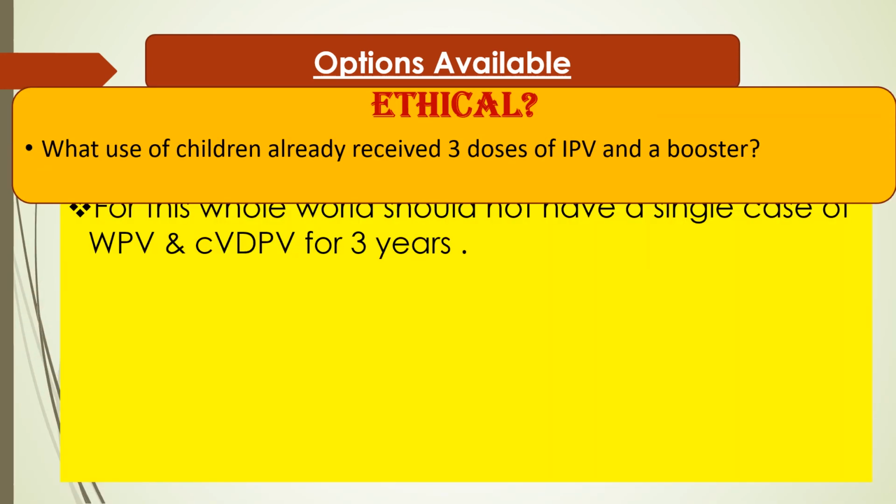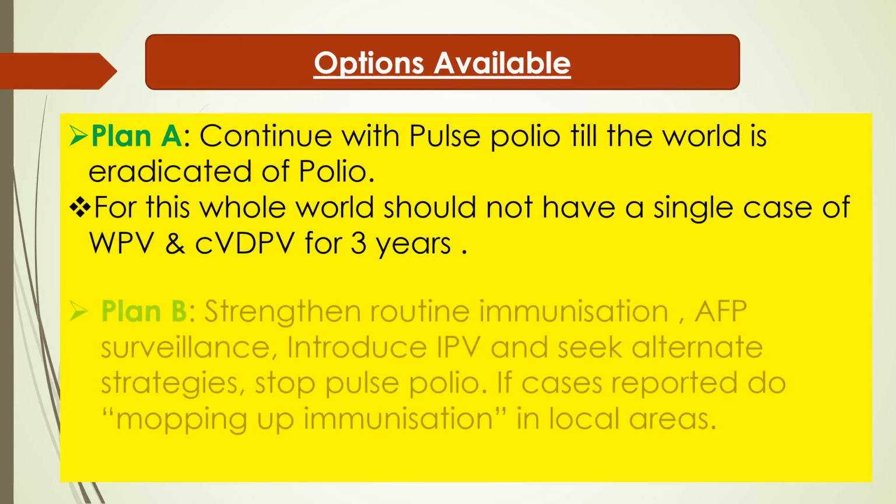And there is a fundamental question here: is it ethical to pump the children with these oral polio vaccines year after year, when especially in the private sector we find most of these children have already received 3 doses of IPV and also a booster dose? There are no reported cases of paralytic polio in patients who have received 4 doses of IPV. How can you insist on these children taking this oral polio vaccine? That's an ethical question which definitely will have to be answered.